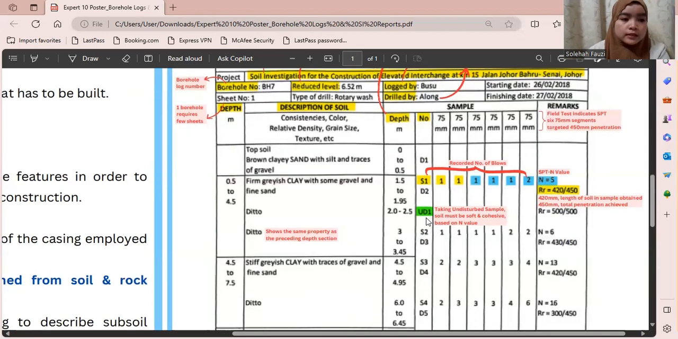UD1 is undisturbed sample 1, and the soil must be soft and cohesive based on the SPT N value, which is between 0 to 4. SPT N is equal to 5 because it is the final 300 mm penetration. RR is equal to 420 over 450 at a depth of 1.5 meters, which indicates that a 420 mm long sample was obtained from the 450 mm sampler advance. Ditto shows the same property as the preceding depth sections.